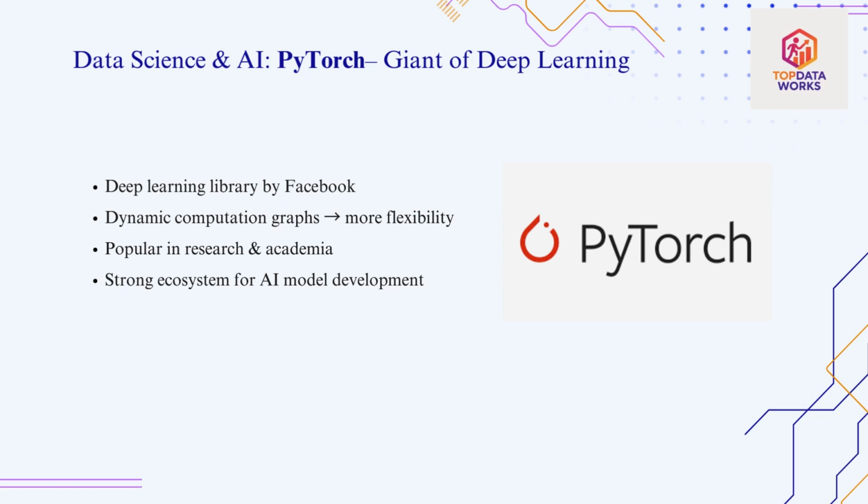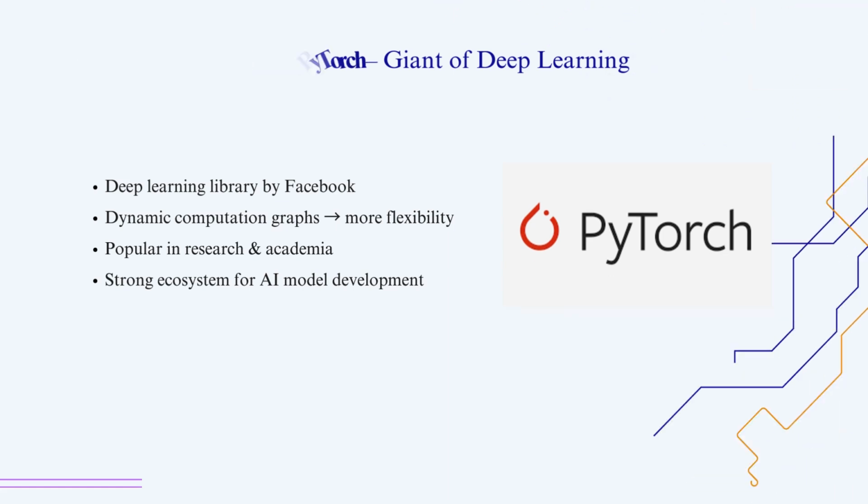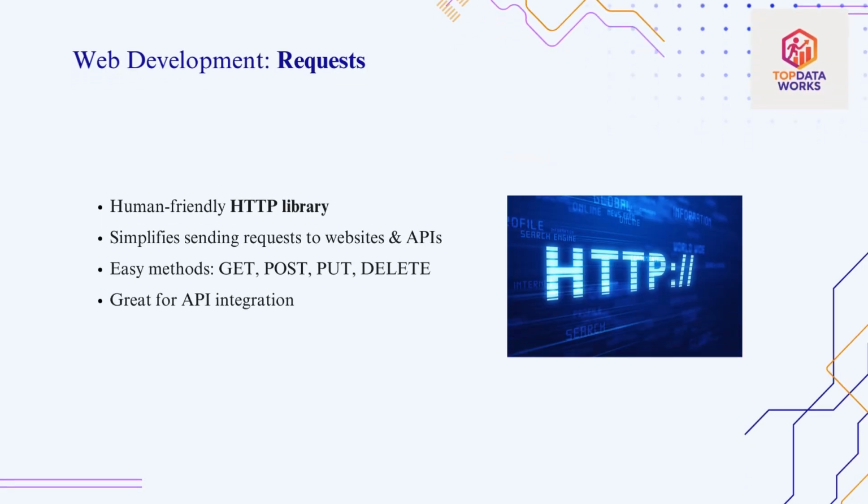So next comes Requests. Now let's move into the web development libraries. The first one is Requests. It's a super simple library, we can say, to interact with the internet. With just a few lines of code, you can send an HTTP request to a website or APIs. For example, you can fetch live weather data from an API, download a web page, or send data to the server. Without Requests, doing this would be complicated, but this library makes it beginner friendly.